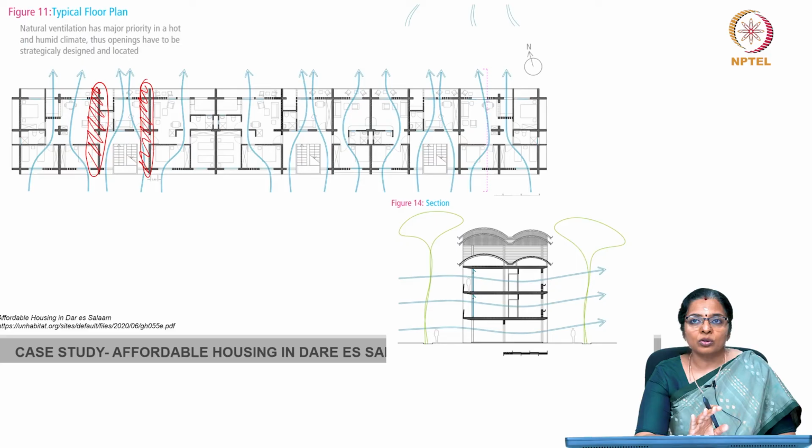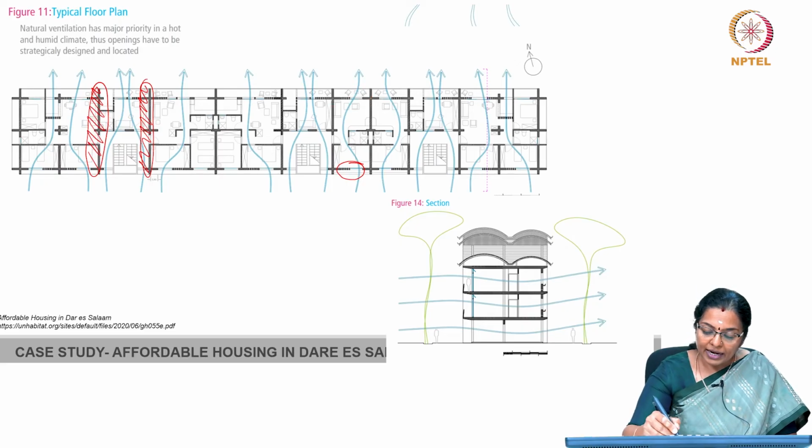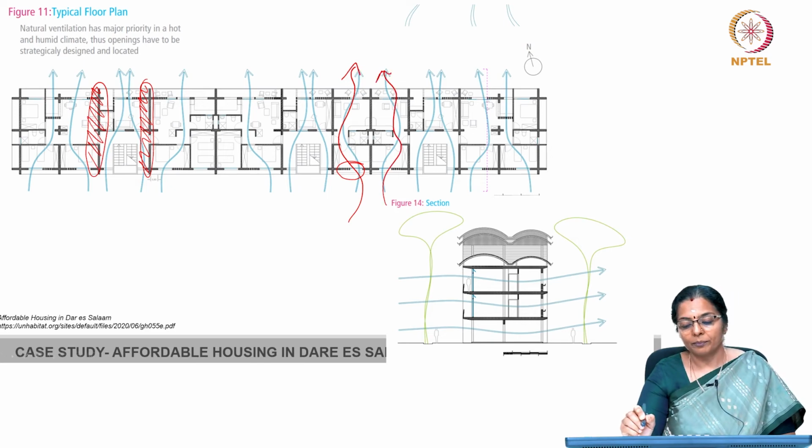So, windows are thoughtfully positioned along different axes throughout the space, and permanent ventilation vents are installed at various heights. So, you can see that there are windows and they are louvered windows. What are louvered windows? We will look at it in greater detail when we look at openings as a passive strategy. And this facilitates cross ventilation through the house. So, there is constant breeze movement inside the house.